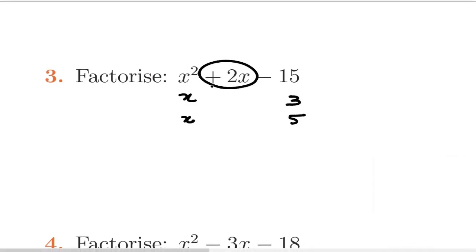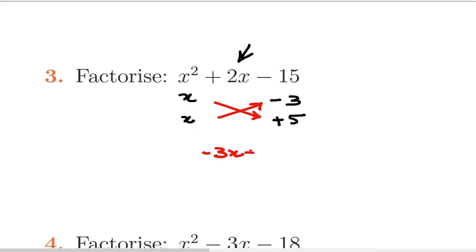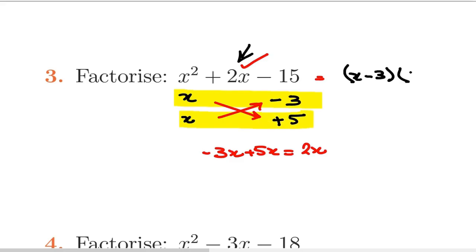Now, what do we have here? We have plus 2x. What do we have here? We have minus 15. So I should give a minus to one and a plus to the other. In the end, if I want to have 2x left here, I mean the one with the greater absolute value, which is 5 out of 3 and 5, I give the plus to it. Let's try it. We multiply minus 3x, we multiply plus 5x. We add them up, it makes 2x. That's the one in the middle. So now I'm taking them horizontally. x minus 3 and x plus 5. So this is our answer.